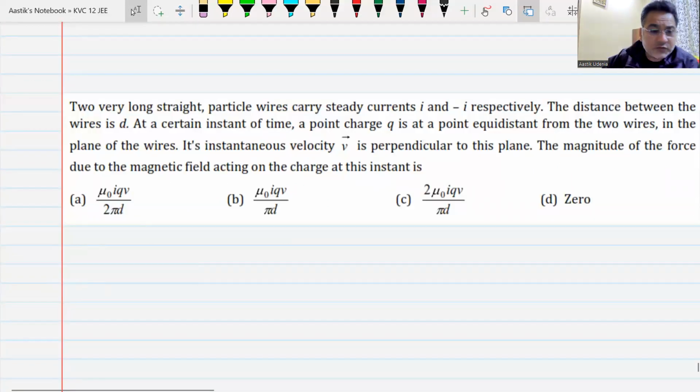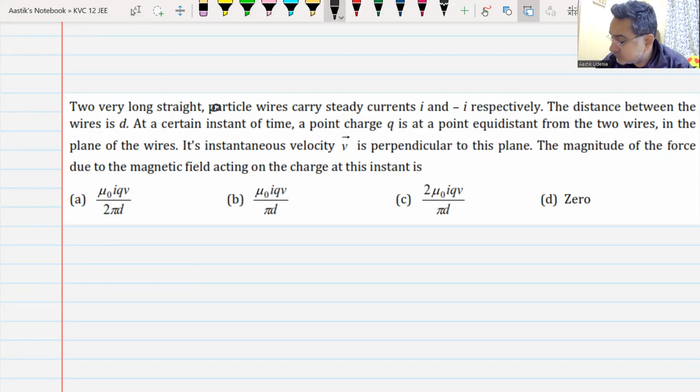Let's see who gives me the answer for this one. Two very long straight wires carry steady currents I and minus I. So if plus I is here, minus I will be like this. The distance between the wires is d. At a certain instant of time, a point charge q is equidistant from both the wires in the plane of the wires. Its instantaneous velocity v is perpendicular to the plane. What is the magnitude of force due to the magnetic field acting on the charge at this instant?